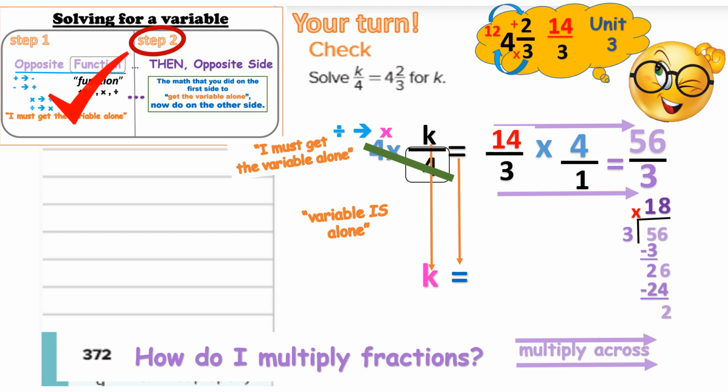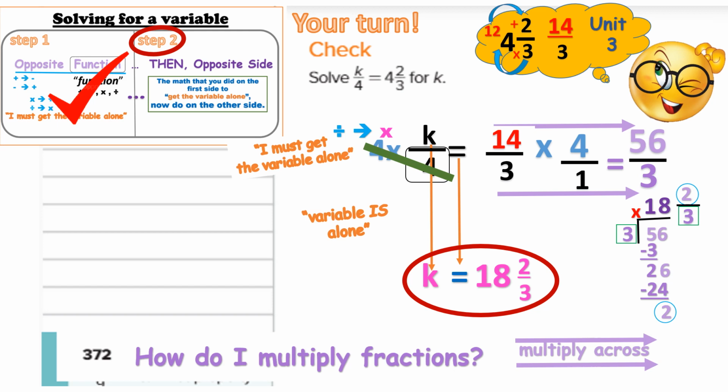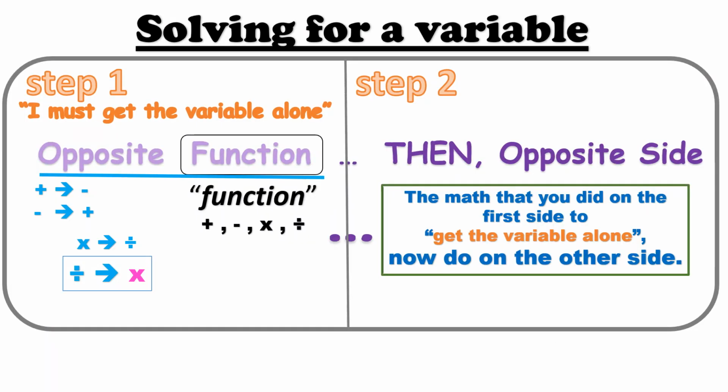My remainder of 2. Well, once again, we start with fractions, so we're going to end with fractions. My remainder is always my numerator. My divisor, the 3, will always be my denominator. So we're saying that K is equal to 18 2/3. Should be pretty easy, right? Especially since this is the 4th lesson in a row where we've done the opposite function on the opposite side. Continue to think about that every time you see algebra.